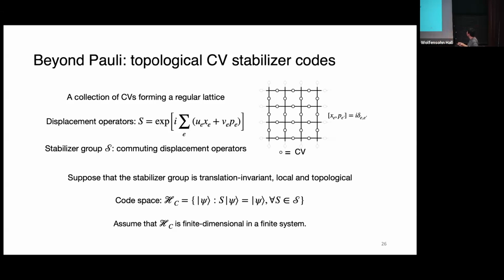Okay, so I need to make an additional assumption that in the finite system, the code space is finite dimensional. You might end up in a situation where it's infinite dimensional, or it's even just a continuous variable. We are not interested in that situation because it's been shown that encoding of a continuous variable into a collection of continuous variables is not fault tolerant.